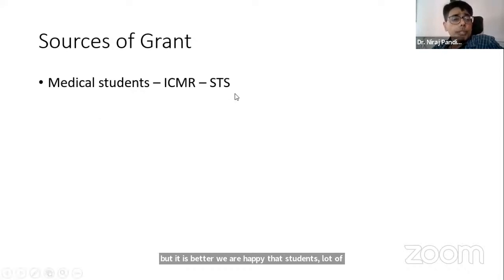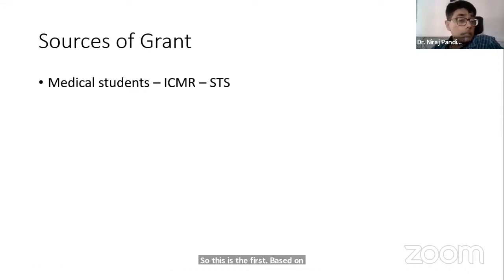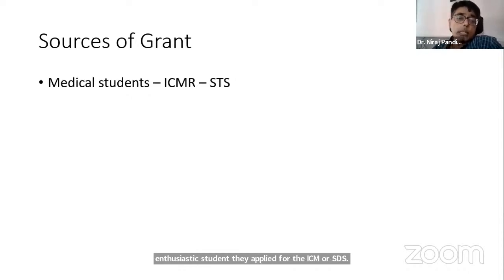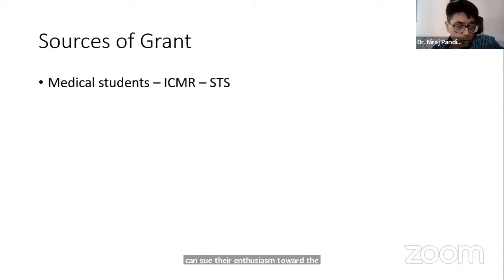So this is the first. Based on this, the ICMR STS application is also going on. But this year, we were very surprised. First year medical students applied, a lot of enthusiastic students applied for the ICMR STS. So this is the first entry, because this is the way they can show their enthusiasm toward research. So, the ICMR undergraduate student.